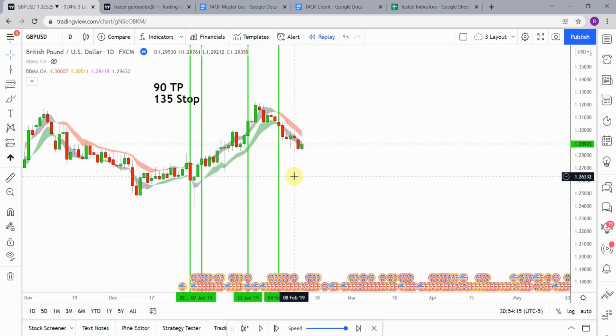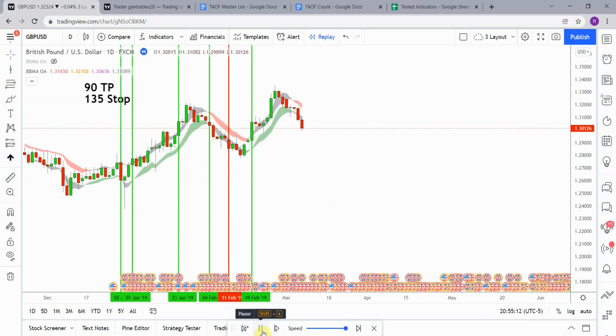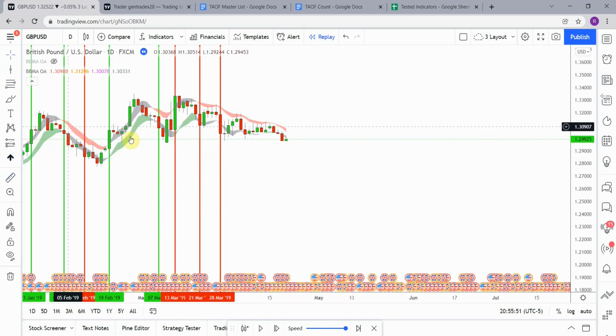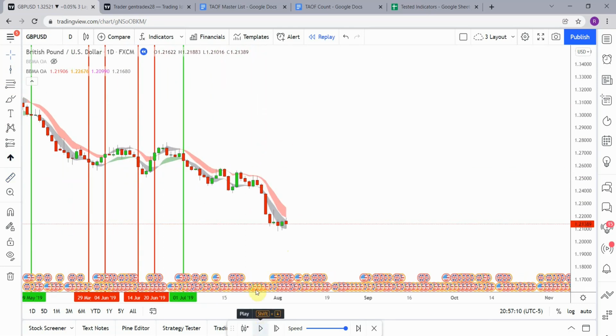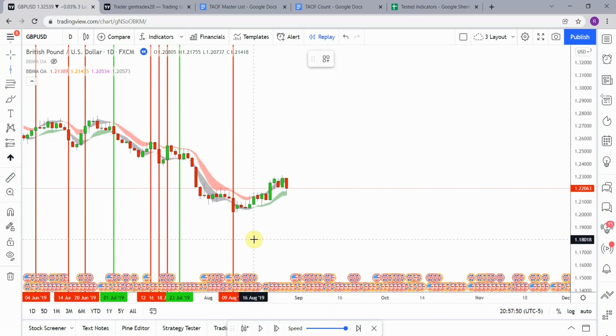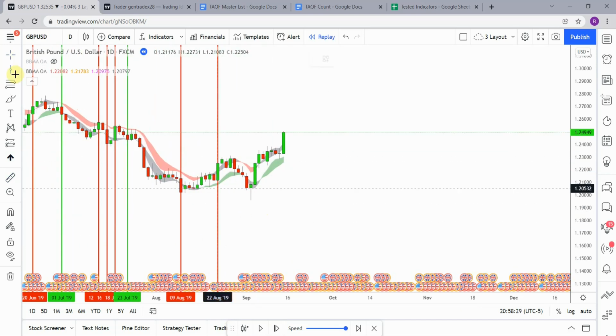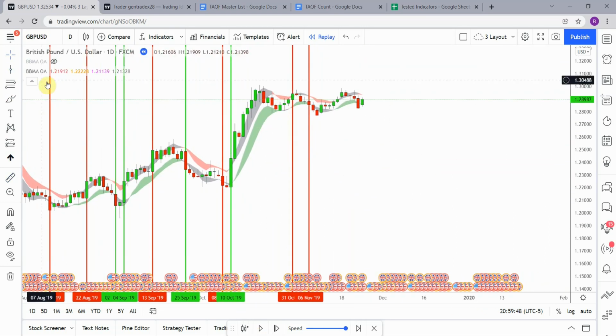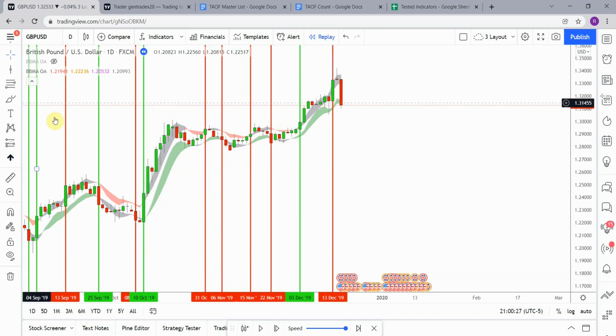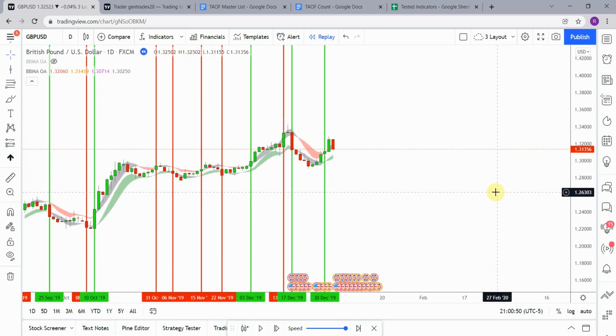Alright, what I'm going to do here is go ahead and fast forward the testing, that way things don't get too long, and we will pick this up when we're at the end of the year. Alright, so that puts us at the end of the year right there.